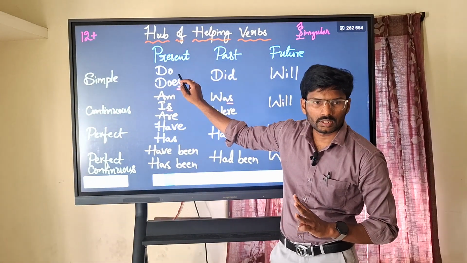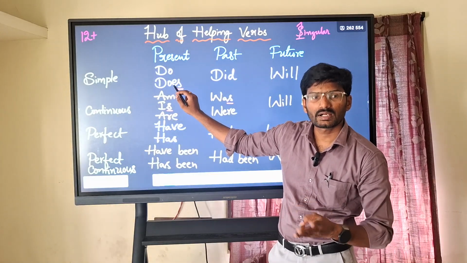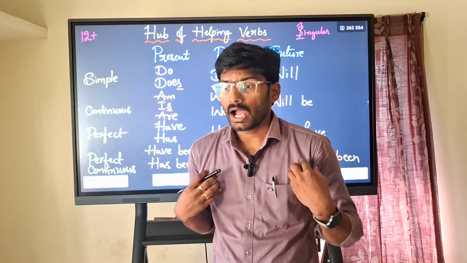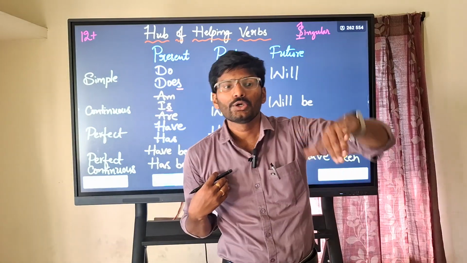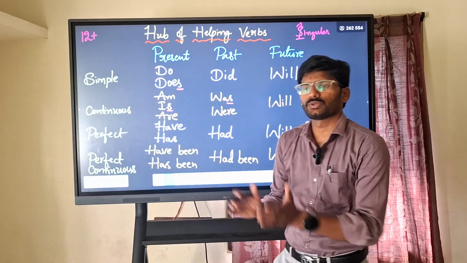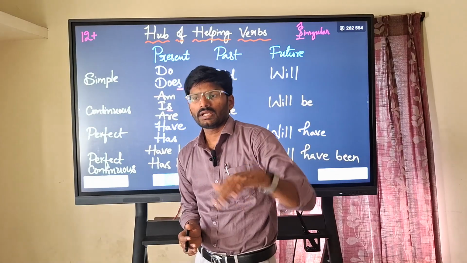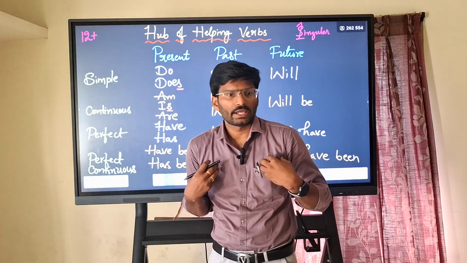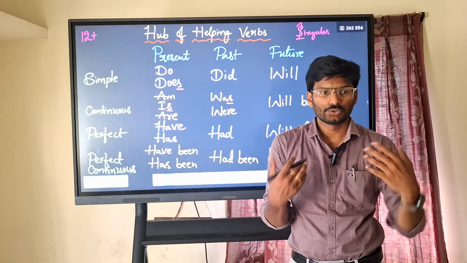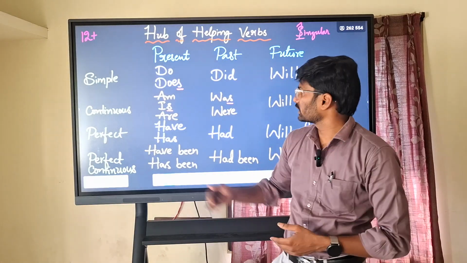I do come to school. He does come to school. Does plus come becomes comes. He comes to school. I know English. He knows English. It means he does know. Does plus know. I do know. He does know. So simply I say I know, he knows. From where did we get this knows in the sense?